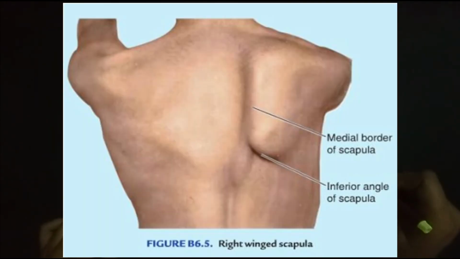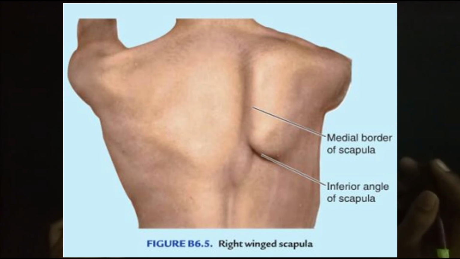If you don't know what winging of the scapula is, then do check the scapula video. I have already given it there. And that is excessive prominence of the medial border. So in winging of the scapula, you can see the prominence of the medial border of the scapula. Normally, the pull of the muscles keeps the medial border against the thoracic wall.